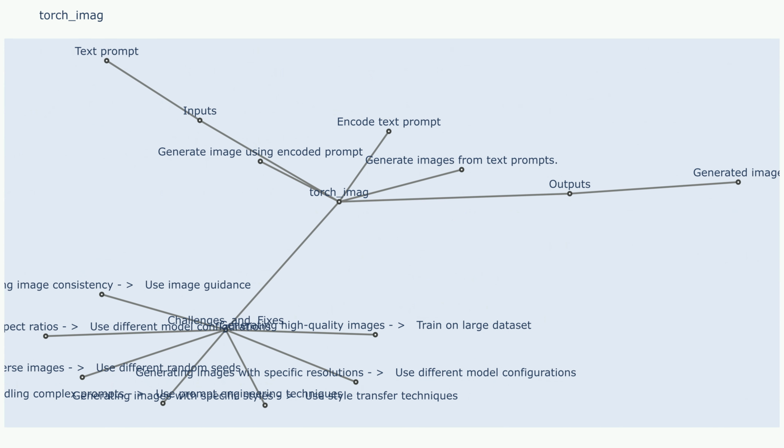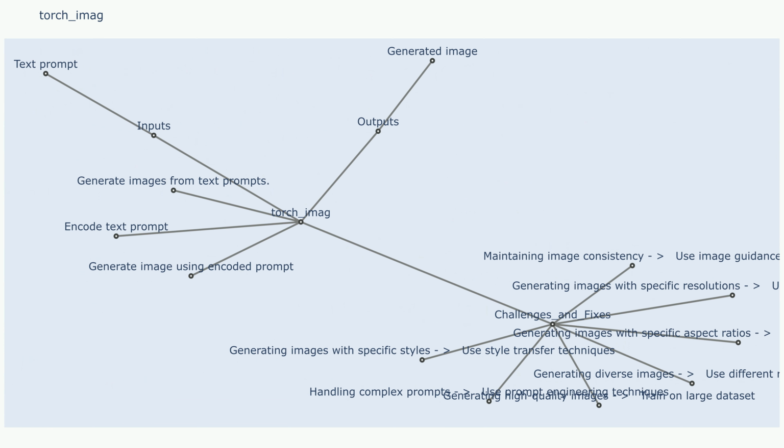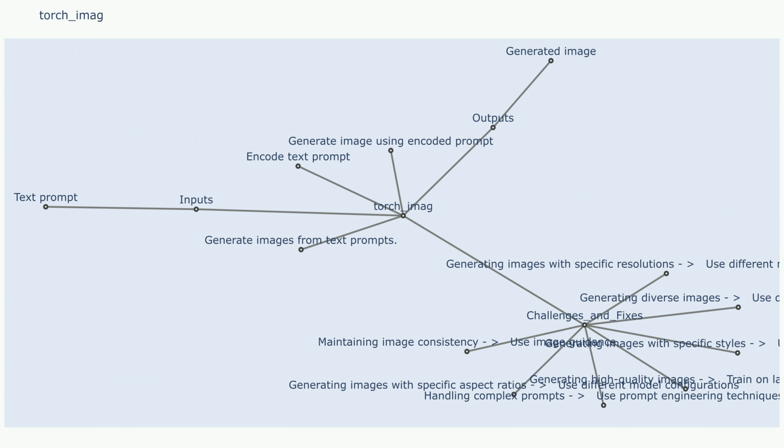Parameters. Torch imag functions often accept parameters that control the image processing operations. These parameters include things like image size, cropping regions, rotation angles, brightness adjustments, and more.